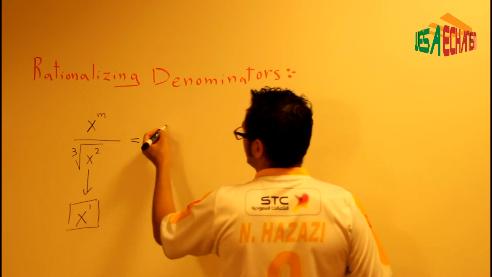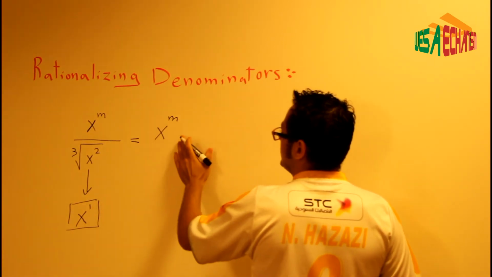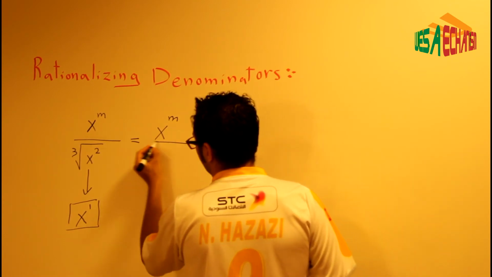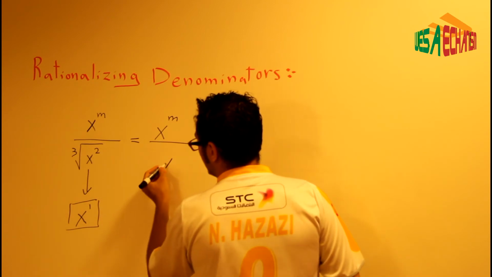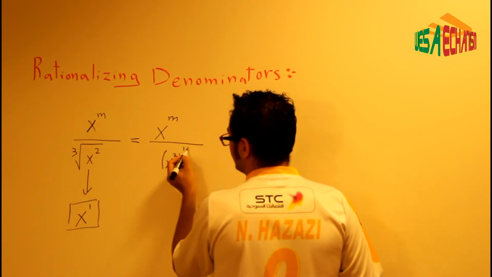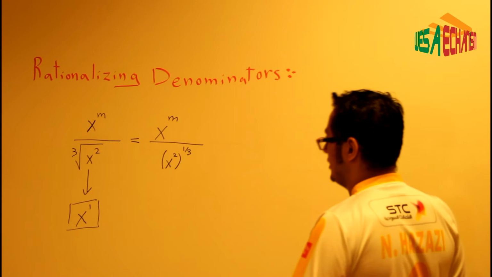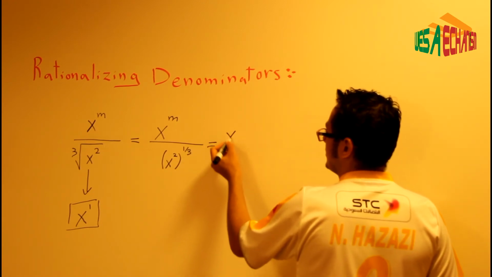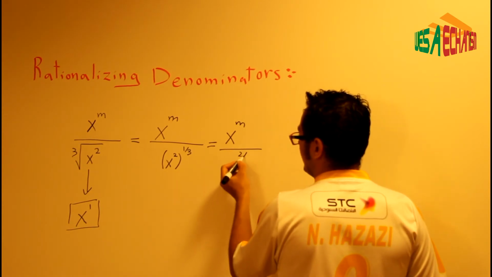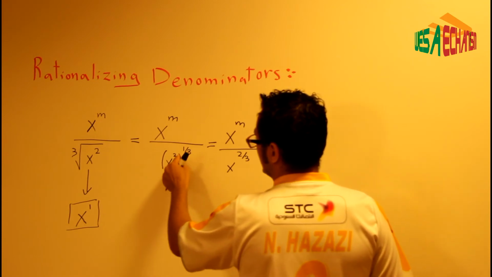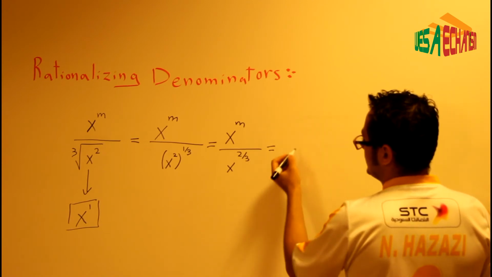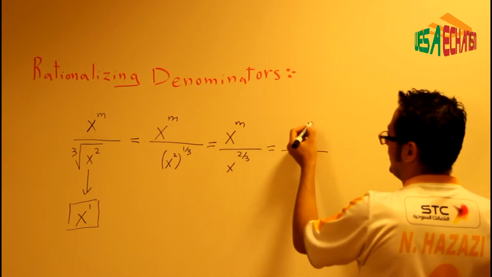What we are going to say is x to the power m. Totally ignore the upper part of this problem. Ignore it totally. And here we have x squared to the power 1/3. Sounds good? Which is equal to x to the power m divided by x to the power 2 over 3, because you multiply 2 by 1/3, which is 2 over 3.